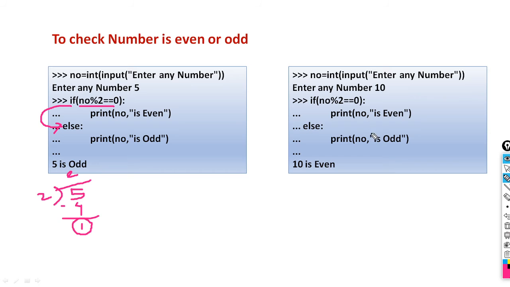Okay, here is a second example. By using the same script we can enter another number. So we have number 10. When we enter number 10, how does it get executed? If no modulus 2 is equal to 0, 10 modulus 2 is equal to 0, is it true or false? Yes, it is true. When we divide 10 by 2, 2 5s are 10, so it gives you remainder as 0. So this condition remains true. It gives you no is even. So we will get output 10 is even.